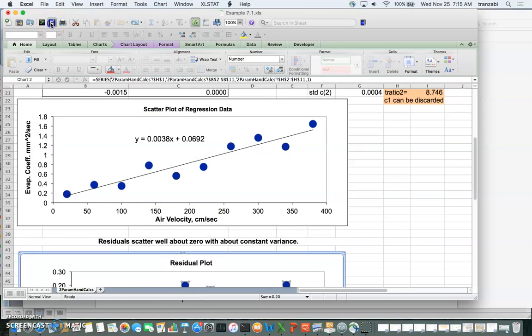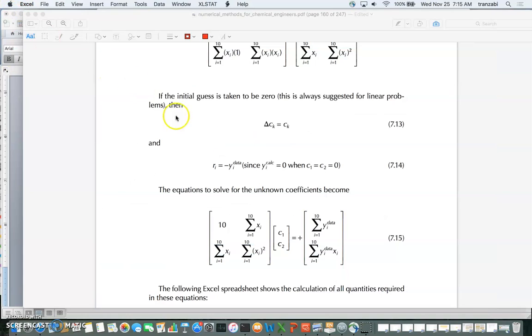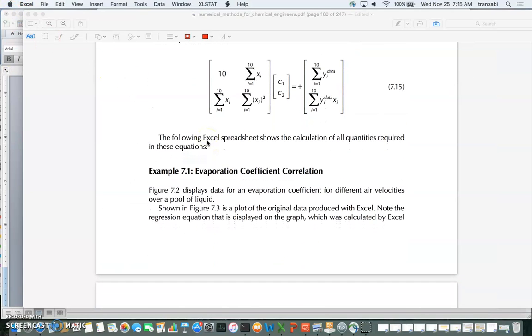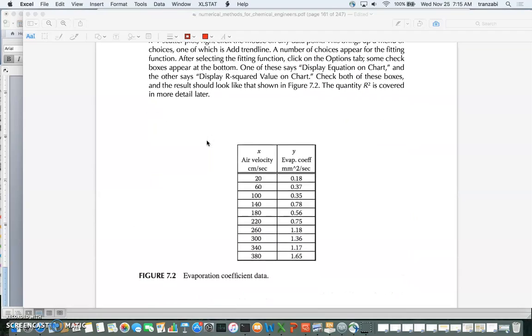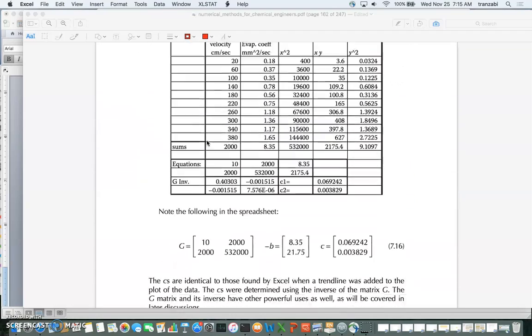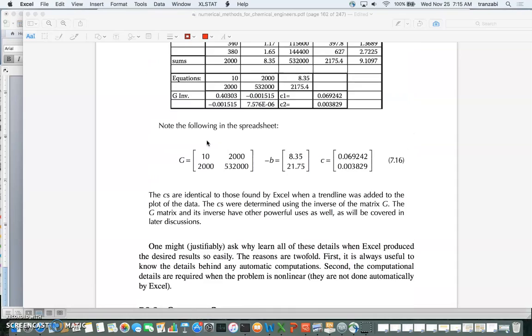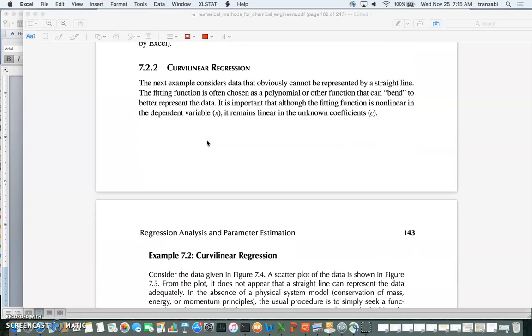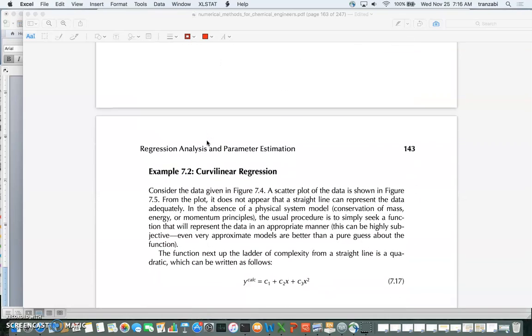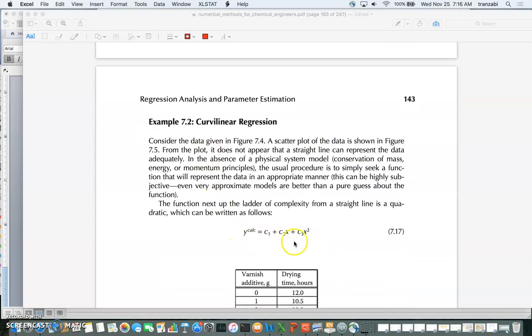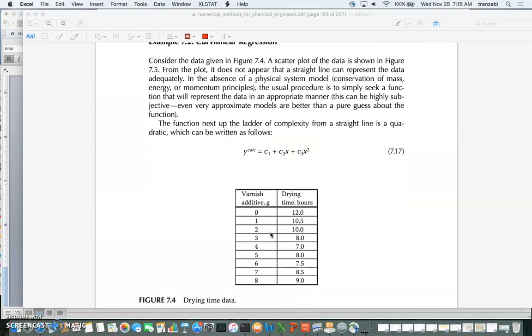So stay tuned for the next video on regression. In the next video, we'll be looking at the second example in the textbook, where we're going to go beyond linear fit and look at nonlinear fit. Let's say we're going to fit a parabola to a set of data points. Then we can see how we can do this, and how we can derive the coefficients C1, C2, and find the residual and the G matrix and the right-hand side.